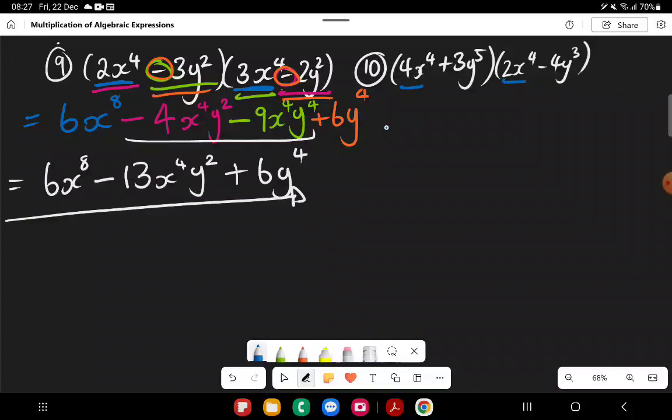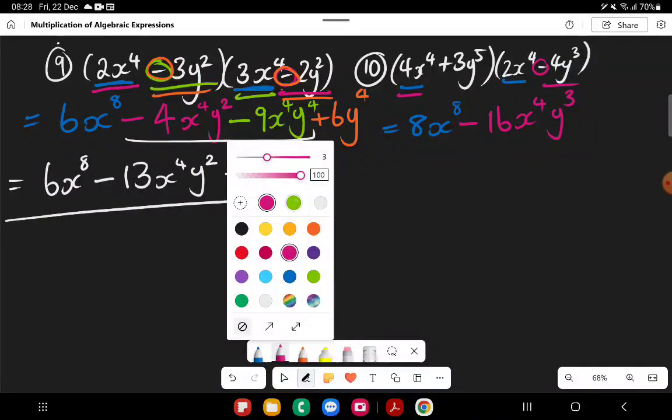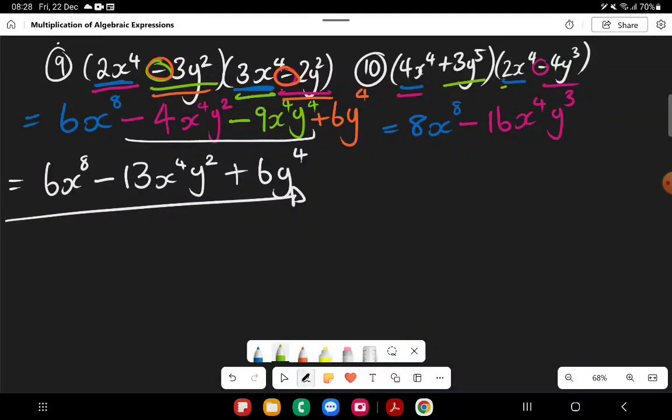First times first is going to be plus times plus is plus. 4 times 2 is 8. x4 times x4 is going to be x8. 4 plus 4 is 8. There we go. Next we want to do outer. So that one times that one. Don't forget the minus. Plus times minus is minus. 4 times 4 is 16. x4, y3.